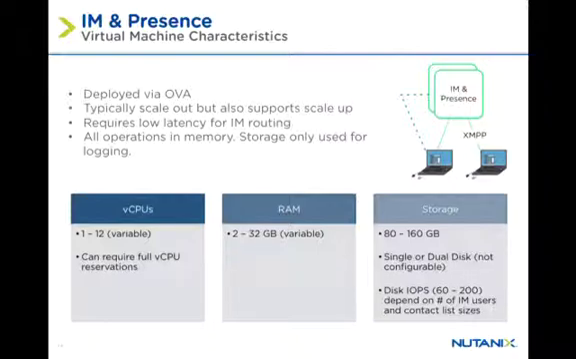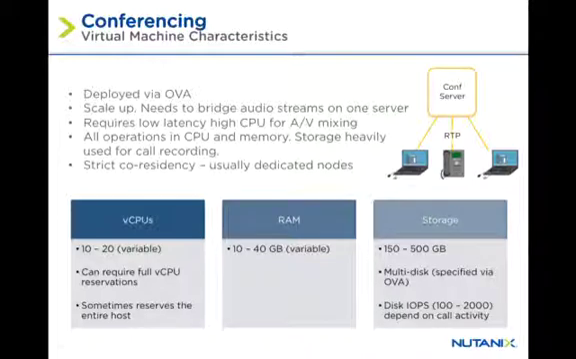Any number of CPUs depending on how many users are connected to it, and it's going to require full vCPU reservations typically. So if it says I need 4 vCPUs, it'll probably require you to reserve all 4 of those vCPUs. And again, not a lot of IOPS and not a lot of configurable disk options.